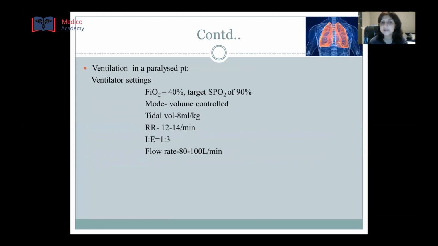So this is just one example of one mode. Say if you're using a volume controlled mode, this is a ventilator setting which you can start with. With an FiO2 of 40%, you are getting a saturation of 90%. Tidal volume, you fix it at say 6 to 8 ml per kg, respiratory rate 12 to 14 per minute, IE ratio 1:3, and flow rate you've kept at 80 to 100 liters per minute. Just a sample ventilatory setting that you can keep in a patient with COPD. Other than that, of course, it all varies from patient to patient.